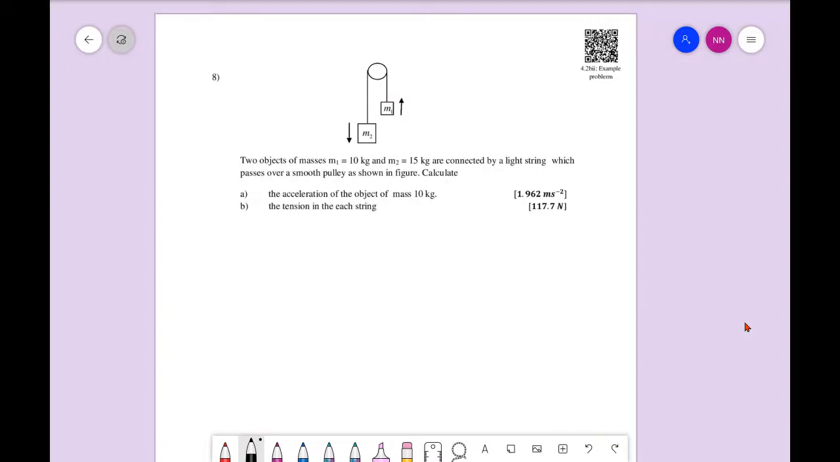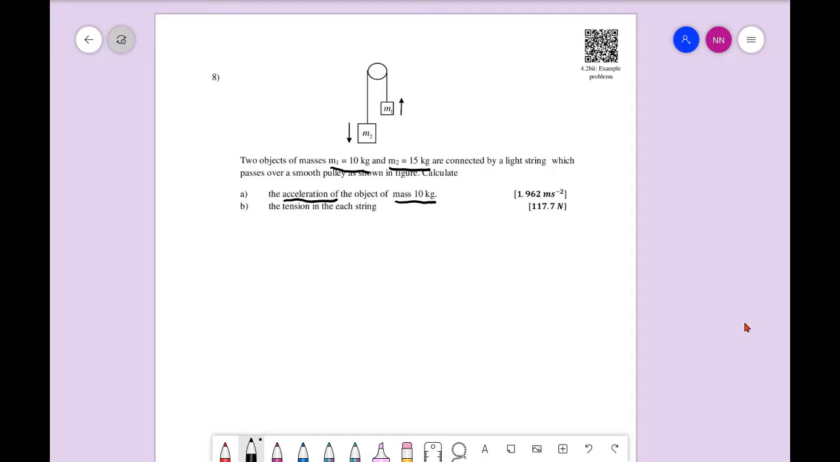Number 8. Two objects of masses M1 10 kg and M2 15 kg are connected by a light string which passes over a smooth pulley as shown in the figure. Calculate the acceleration of the object of mass 10 kg. So actually, the acceleration of the object of mass 10 kg is the same as the acceleration of the object of mass 15 kg because they are in the same system.